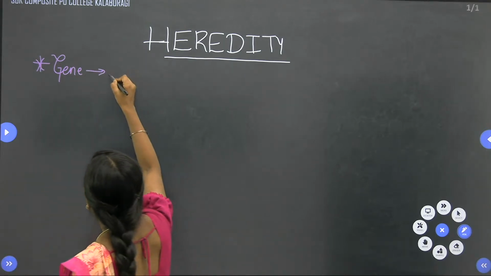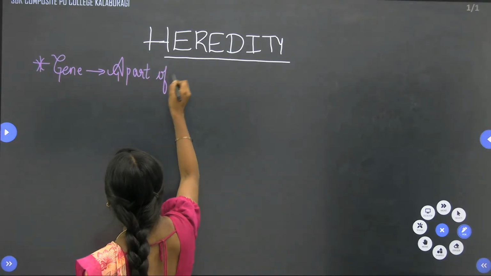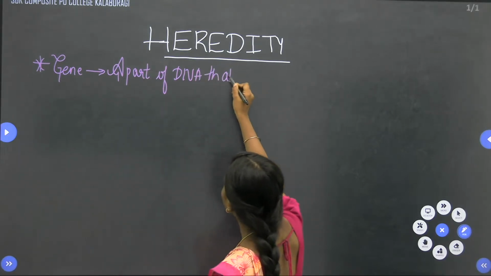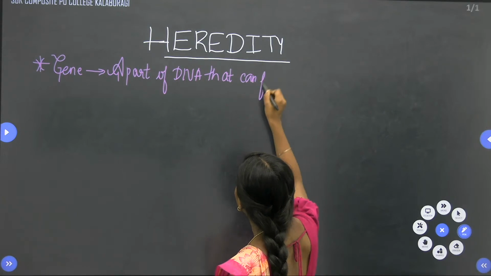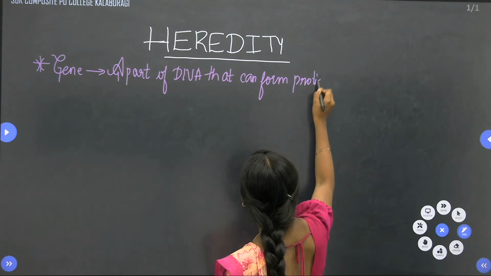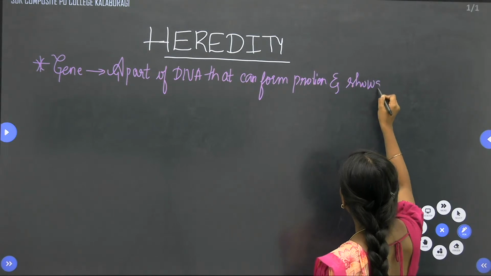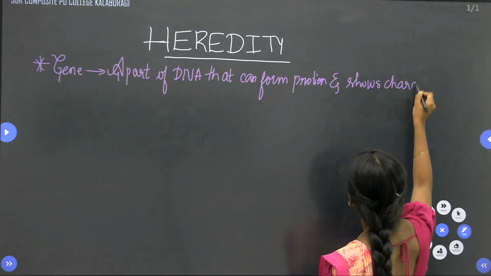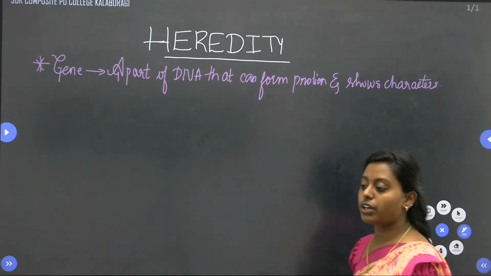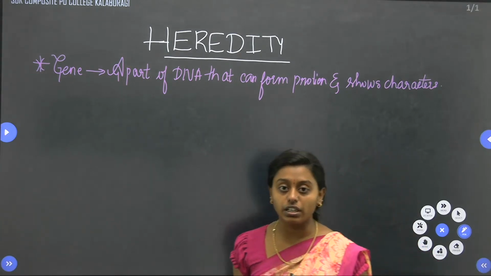Gene is a part of DNA that can form protein and shows character. So when we try to define the gene, it is a particular part within the DNA.